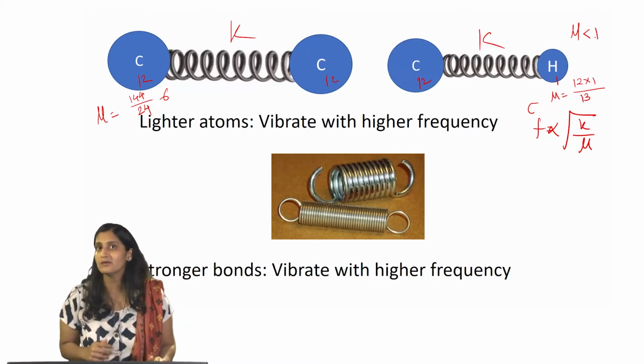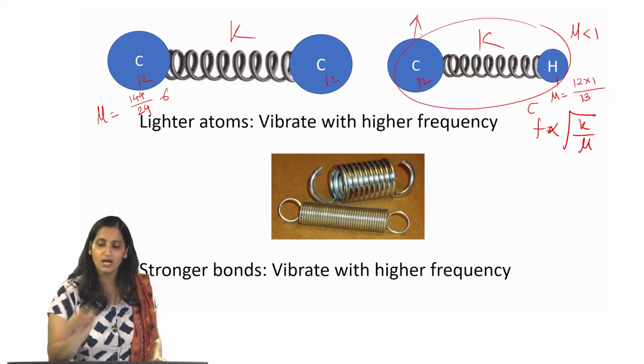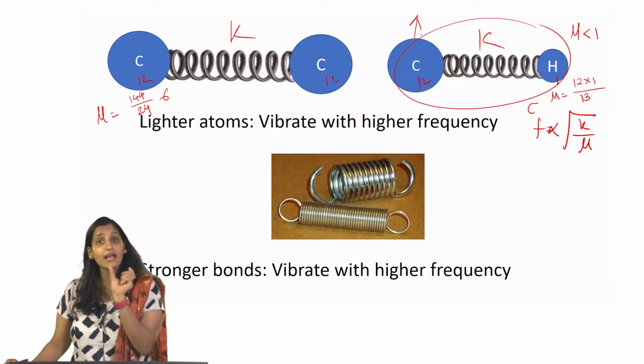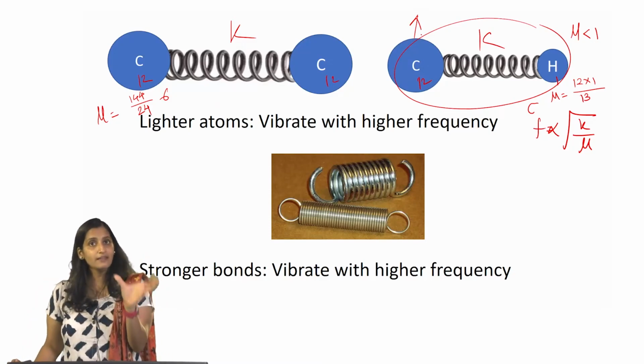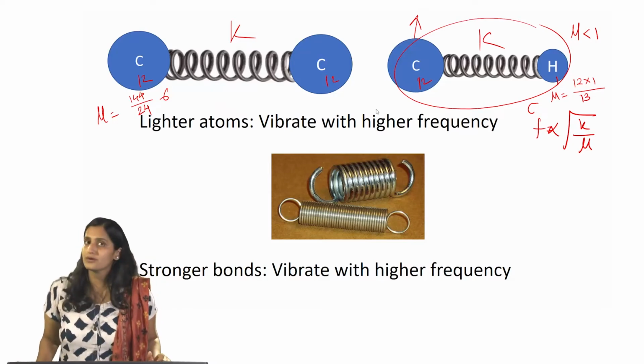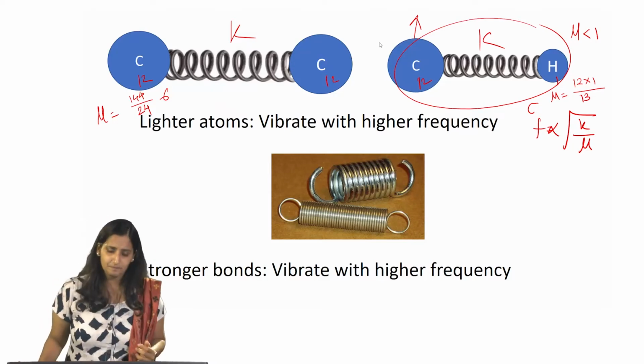So, what can you tell me about the frequency? The frequency for this one is going to be much higher. So, the carbon-hydrogen bond is going to vibrate with a higher frequency than a carbon-carbon bond, okay. So, that's something important to remember, that lighter atoms typically vibrate with a higher frequency.